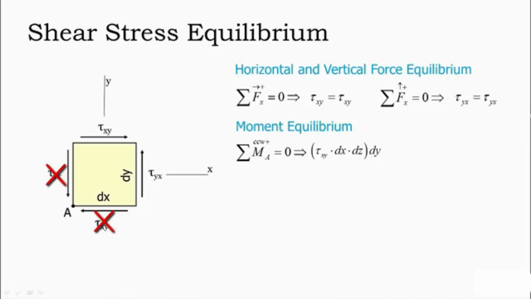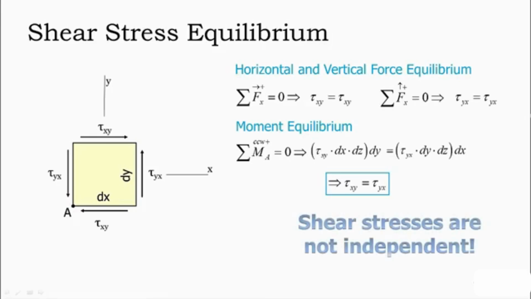So if we look at tau xy at the top surface, it acts on area dx times dz and has a moment arm dy. This has to be equal to shear stress tau yx acting on the right of the element on area dy times dz multiplied by moment arm dx. Now what we get out of here is that tau xy has to equal tau yx. The area times moment arm cancels out in the moment equilibrium. Thus we see that shear stresses are not independent.